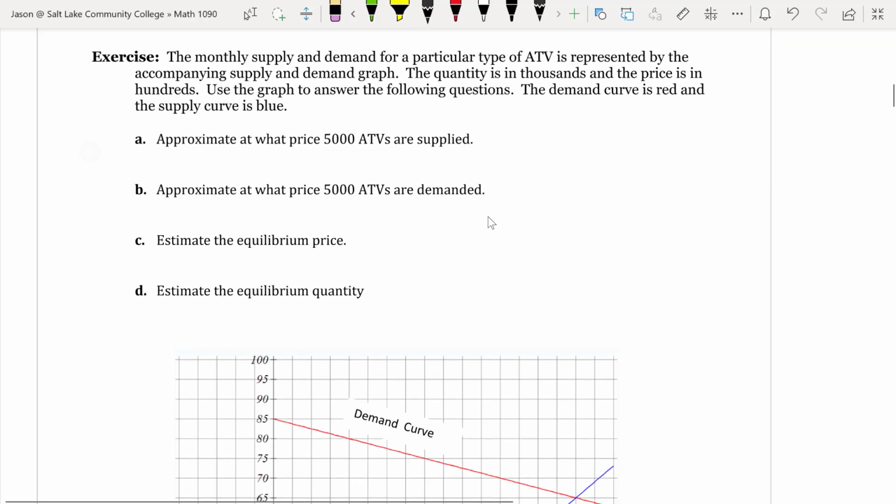Next example or exercise. The monthly supply and demand for a particular type of ATV is represented by the accompanying supply and demand graph. The quantity is in thousands and the price is in hundreds. Use the graph to answer the following questions. The demand curve is red and the supply curve is blue. Approximate at what price 5,000 ATVs are supplied.